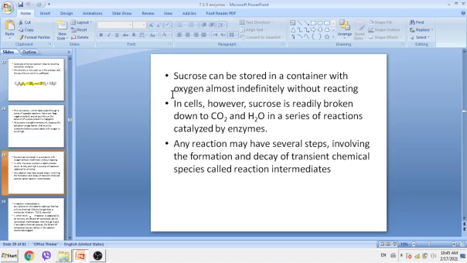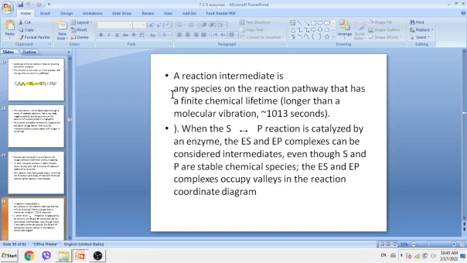Any reaction may have several steps involving the formation and decay of transient chemical species, which are called reaction intermediates. A reaction intermediate is any species on the reaction pathway that has a finite chemical lifetime longer than a molecular vibration. When the S to P reaction is catalyzed by an enzyme, the enzyme-substrate and enzyme-product complexes can be considered intermediates. Even though S and P are stable chemical species, the ES and EP complexes occupy valleys in the reaction coordinate diagram.